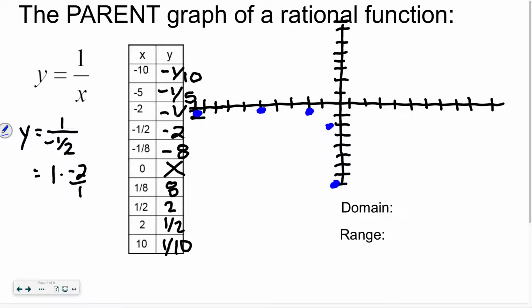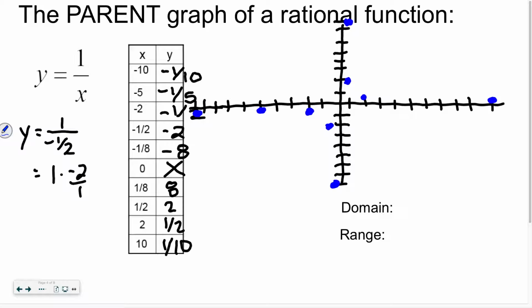But the other points, the positives: 1/8, 8, 1/2, 2, 2, 1/2, and 10, 1/10, something out there. So we kind of have a graph, but it's in 2 different sections of our coordinate plane. And because we couldn't make any value here at x = 0, there's no connector, so we actually have 2 different pieces of our graph.